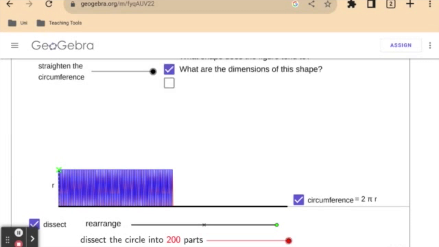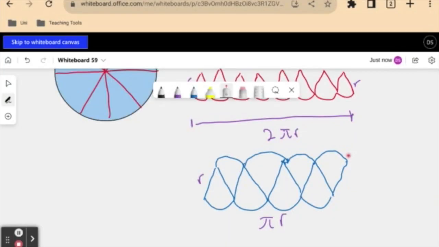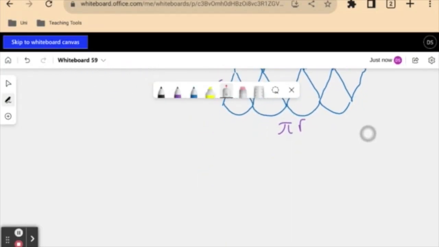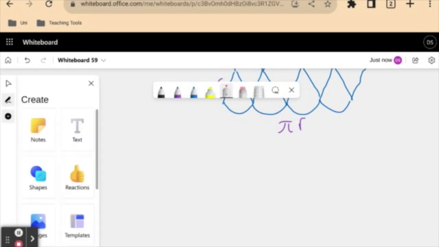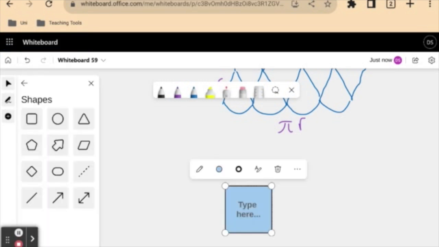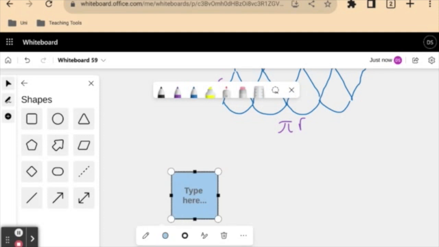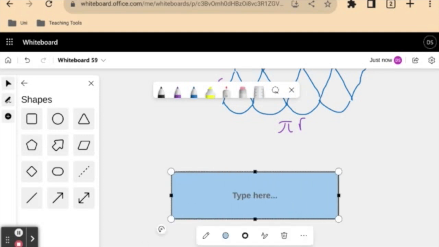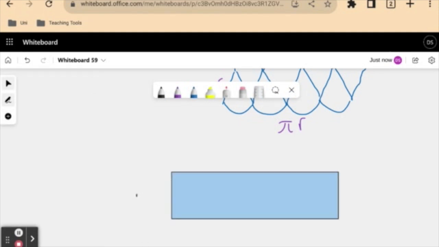So we're going to look at the dimensions. We still have our r, and we have our length here as pi times r. So let me redraw this here. Say I've sliced this into infinitely many slices so that I eventually end up with a rectangle of dimensions r and pi r.